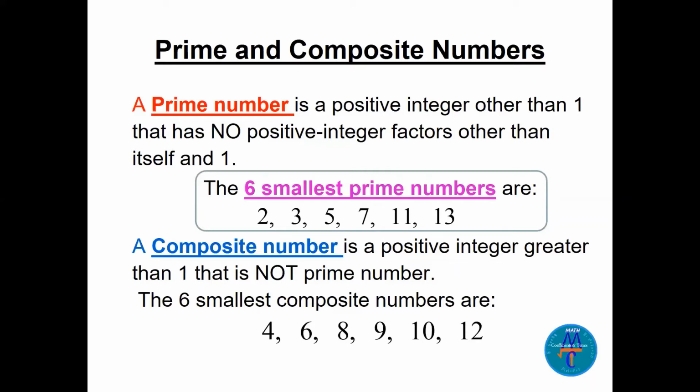Now, on the other side, we have to know the composite number. A composite number is a positive integer greater than 1 that is not prime. Like 4. See, 4 here is a composite number. 6 is a composite number. 9 also. Why is 9 a composite number? Because 9 can be divided by 9, can be divided by 3, can be divided by 1. So it is not prime. 9 is not a prime.